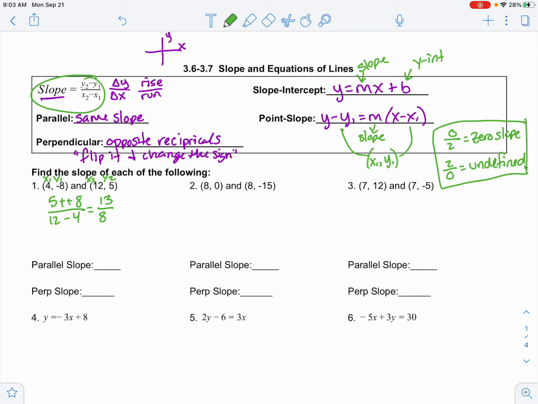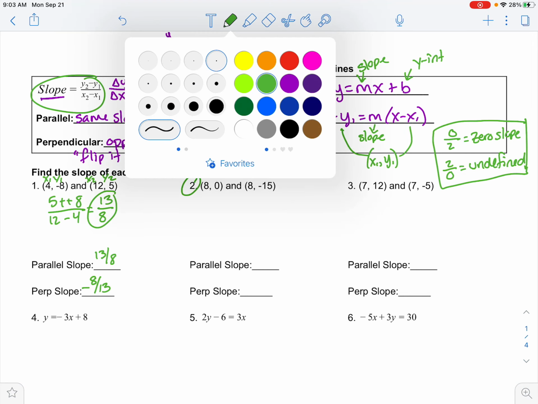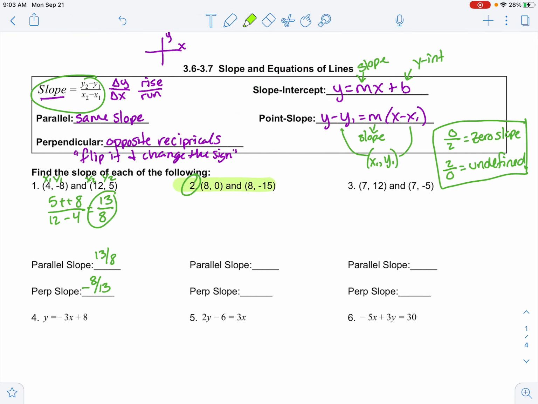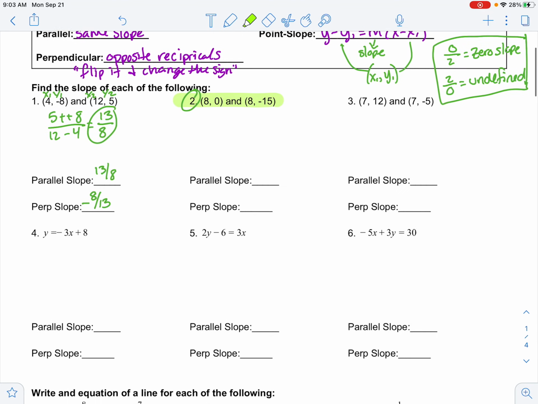The next thing I want to do is, can I simplify that at all? 13 over 8. No, nothing goes into 13 and 8, so this would be fully simplified. Okay, make sure we don't change it to a decimal. We like fractions for slope. So parallel slope. Remember, parallel is the exact same slope, so it doesn't change at all. Perpendicular slope, we flip it and change the sign. Okay, I want you guys to try number 2. I'm going to highlight that for you. So you guys are doing number 2. Go ahead and pause the video and do that.